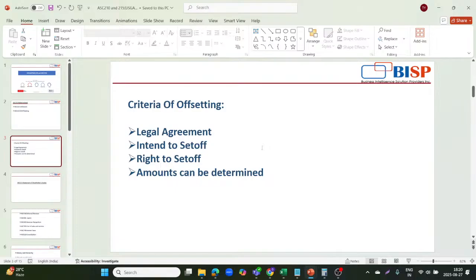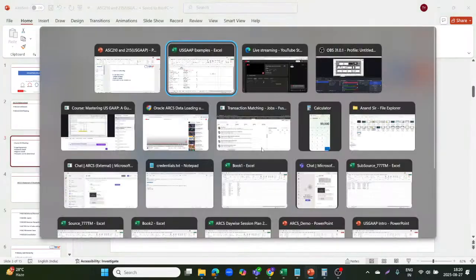Third, the reporting entity has a right to set off that amount against the amount which is owed by the other parties. So it is majorly shown by the counterparty agreements. The fourth criteria is that amounts can be determined. If it fulfills all the criteria of offsetting, then you can offset it. The accounting standard codification provides foolproof guidance to the investment companies who need to present their offsetting amount in their notes to financial statements.